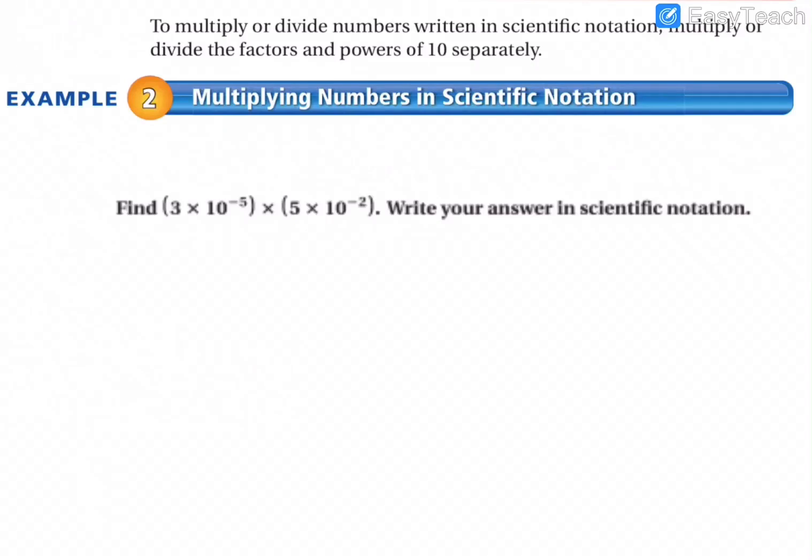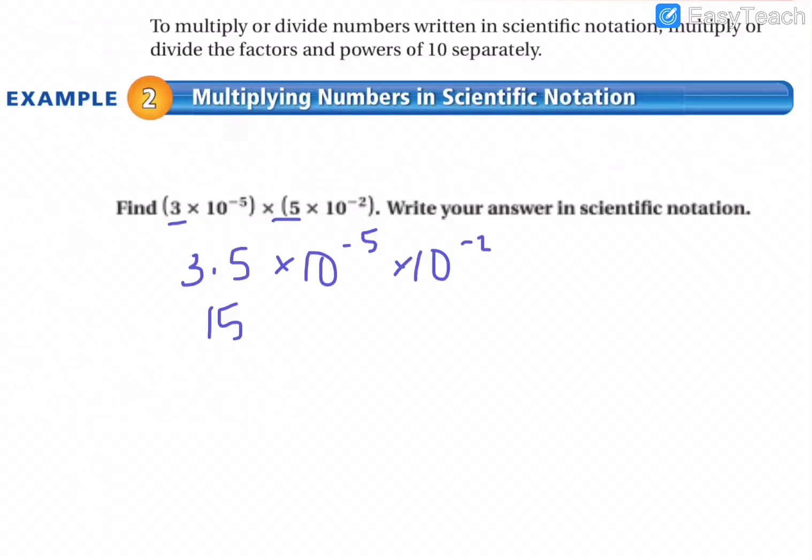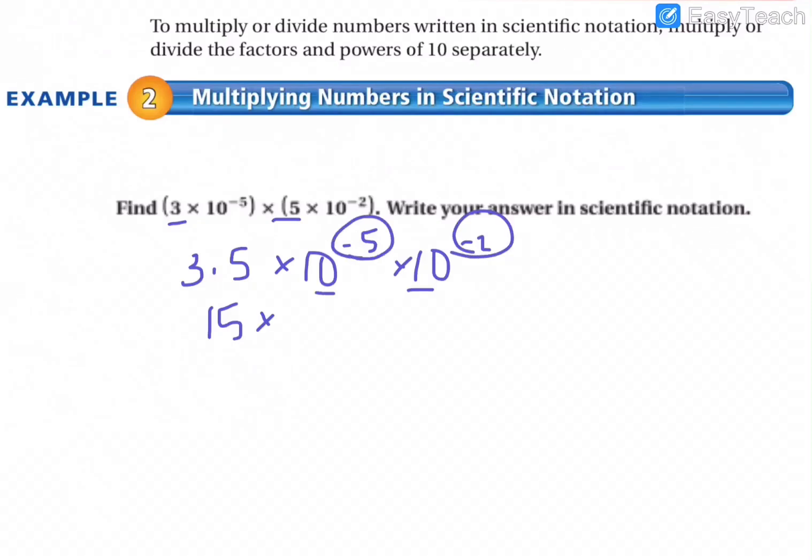Alright, so to multiply or divide numbers written in scientific notation, you are going to divide the factors and powers of 10 separately. Okay, so much easier. These ones are way easier than adding and subtracting. So first what we're going to do is multiply the 3 and the 5. That'll give us 15, and we're just going to bring down the times 10 to the negative fifth times 10 to the negative second. So as we learned previously in this chapter, same base, add the exponents. So this would be times 10 to the negative 7.